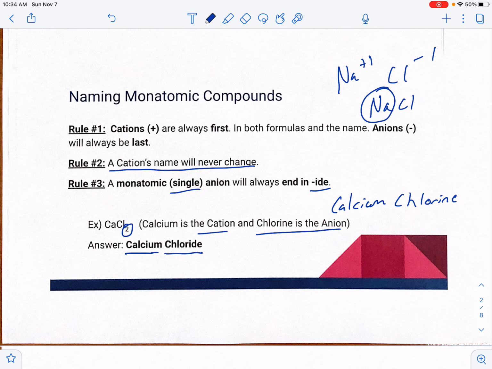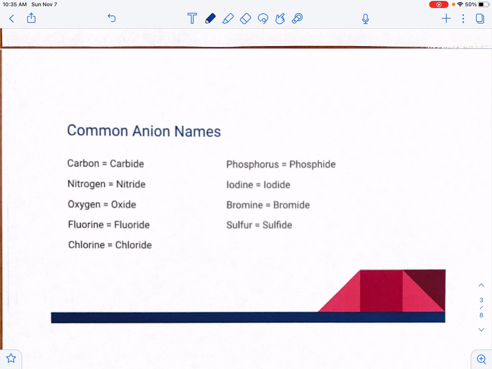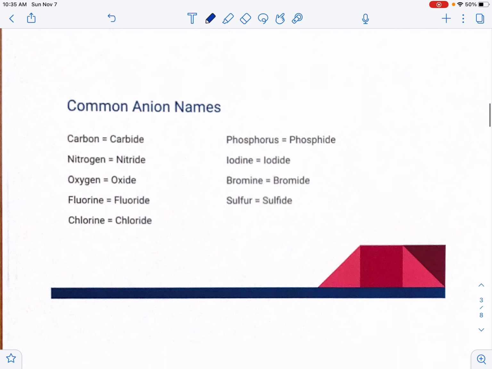Now, if I were to write something like this, CaClO3, that is no longer a monatomic. Now you're dealing with a polyatomic right there, which would be chlorate. Now these are going to be your common anion names, so if you want to write these down, you can. This is simply just how you convert those names. So carbon becomes carbide, nitrogen becomes nitride, oxygen is oxide, fluorine is fluoride, chlorine is chloride, phosphorus is phosphide. And then iodine is iodide, and bromine is bromide, and sulfur is sulfide. So these are the ones you're going to see quite a bit. So if you need to write those down to help you out, that's perfectly fine.